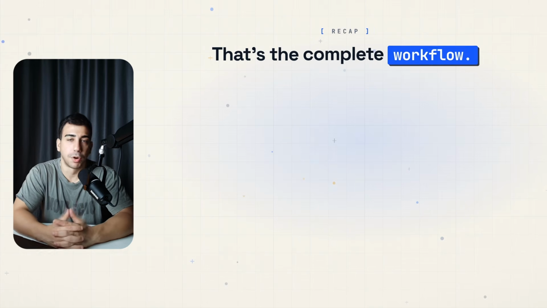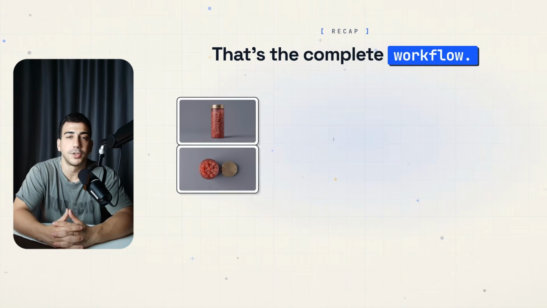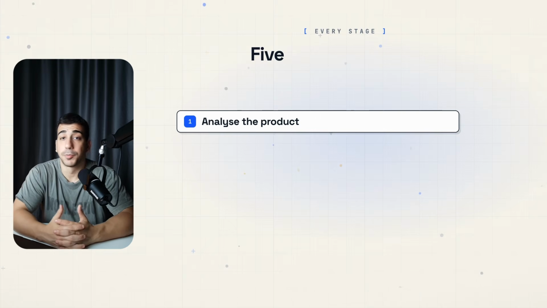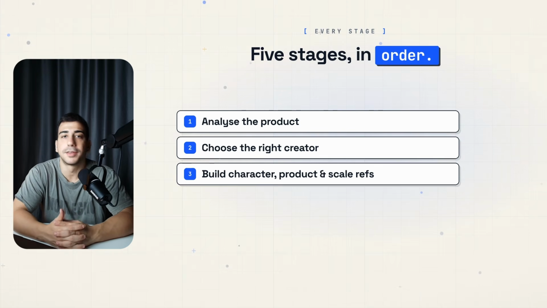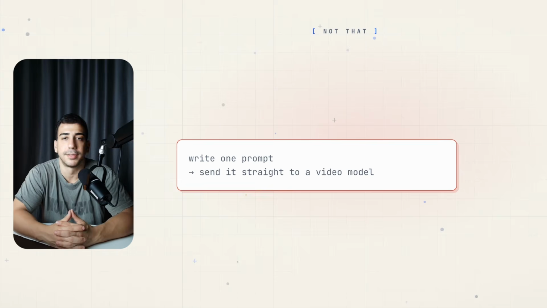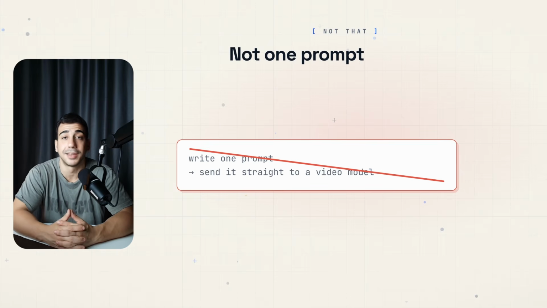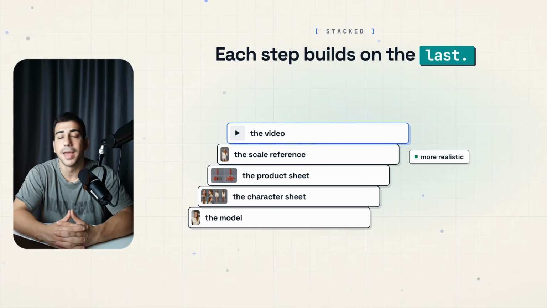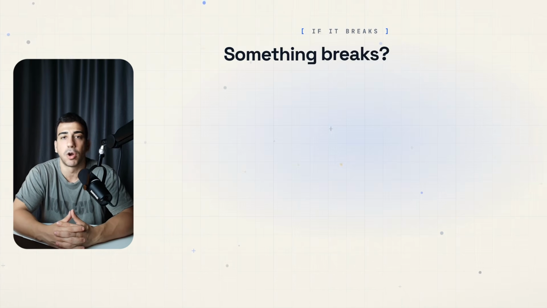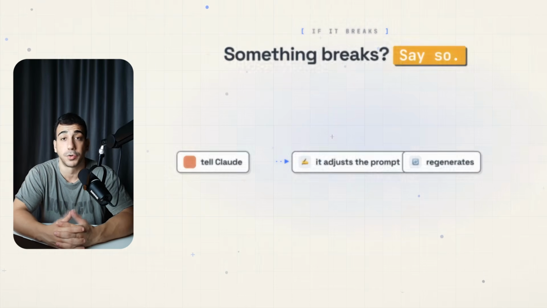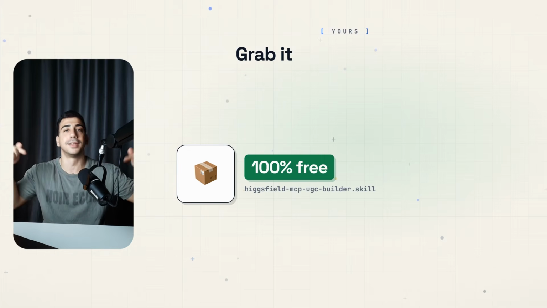And that's the complete workflow. We started with a few product images and a simple idea, and the skill guided us through every stage. From analyzing the product and choosing the right creator, to building the character, product, and scale references, writing the script, and generating the final videos. So hopefully you can see just how in-depth this skill is. It doesn't simply write a prompt and send it to a video model. It builds each step on top of the last to give you more realistic and consistent results. And when something goes wrong, you can tell Claude exactly what happened, and it will adjust the prompt and regenerate the video for you. Again, you can download the skill for free using the link in the description.